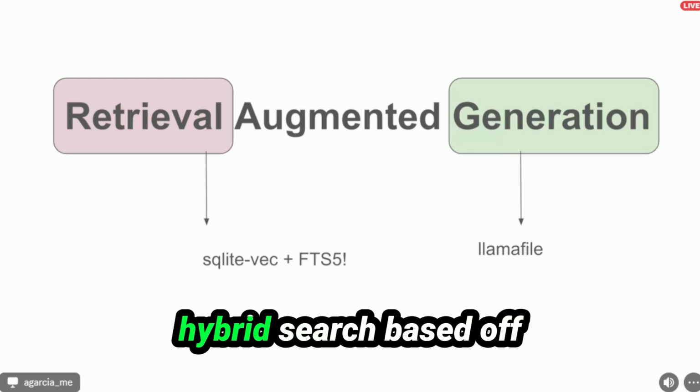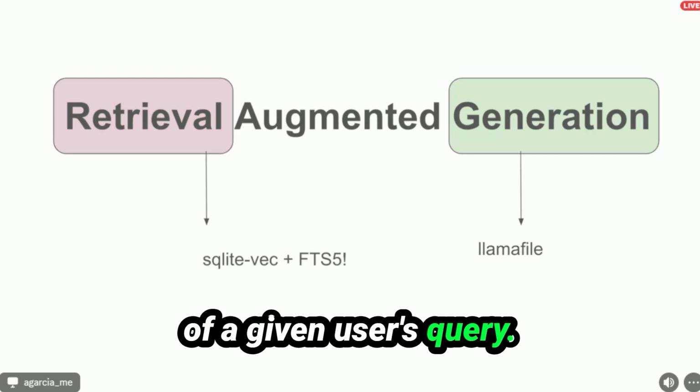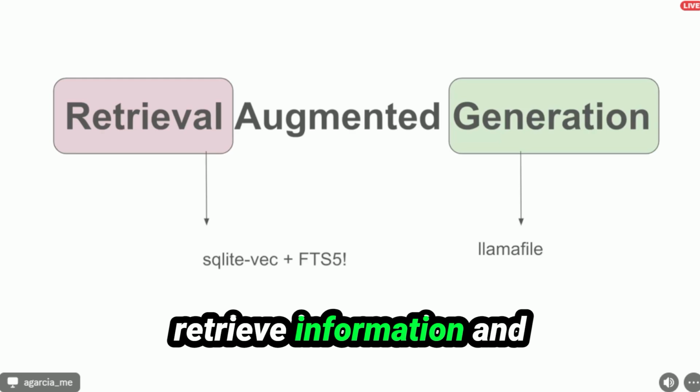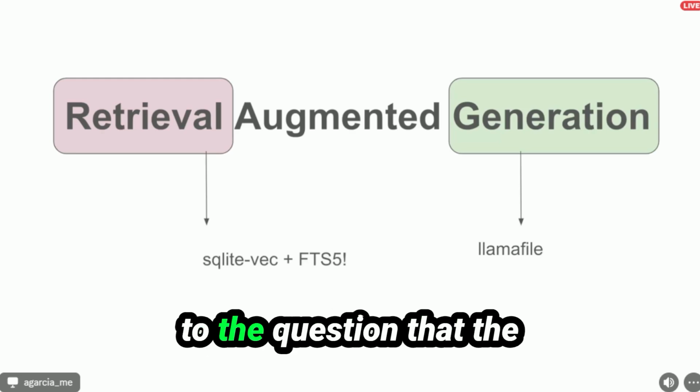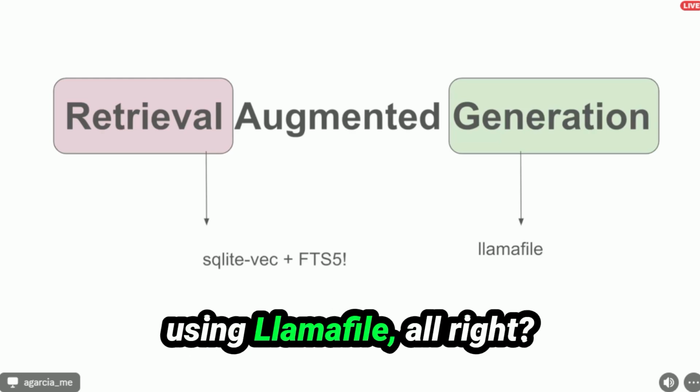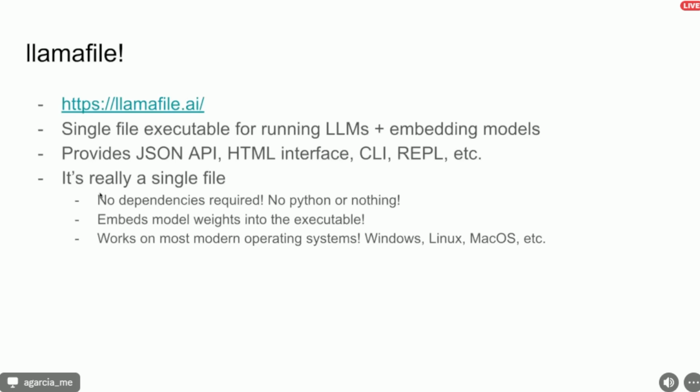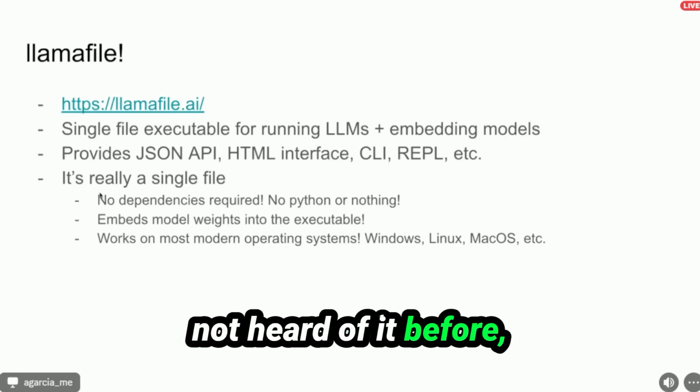So that way we perform hybrid search based off of a given user's query. So that's where we retrieve information. And to generate an answer to the question that the user has, we're going to be using llamafile. Now, llamafile, if you have not heard of it before, I highly recommend it.